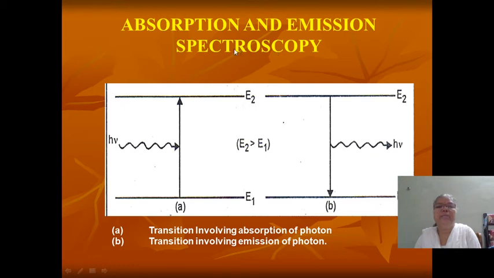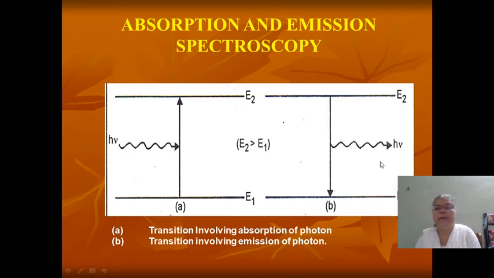Absorption and emission spectra. As you know, due to absorption of a quantum, the electrons at a lower energy level jump from the lower energy level to a higher energy level, and at that time we obtain the absorption spectra. Here the E2 energy is greater than the E1 energy. This is the reason for getting the absorption spectra.